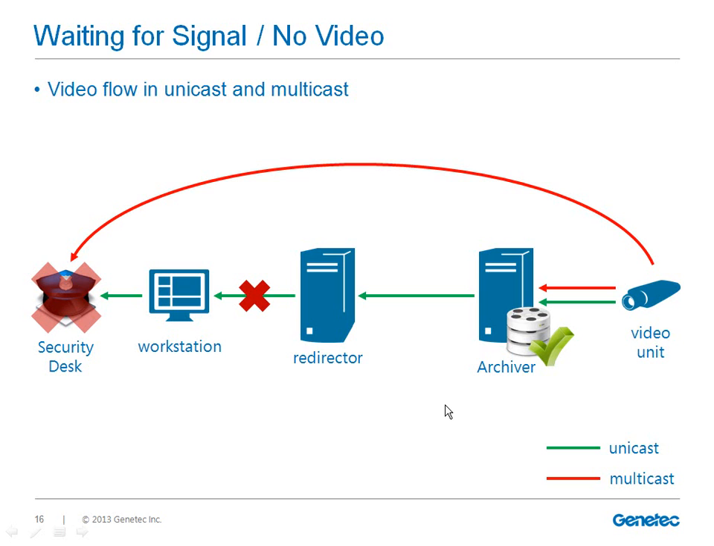In a unicast environment, the video goes from the camera or video unit to the archiver through as many redirectors as it takes to get the video to the workstation, and then it's displayed by a security desk. This process is simplified when using a network with multicast compatible hardware that has been properly configured to handle multicast traffic. In that case, the video stream that comes from the unit can go directly to the workstation and to the archiver as well.